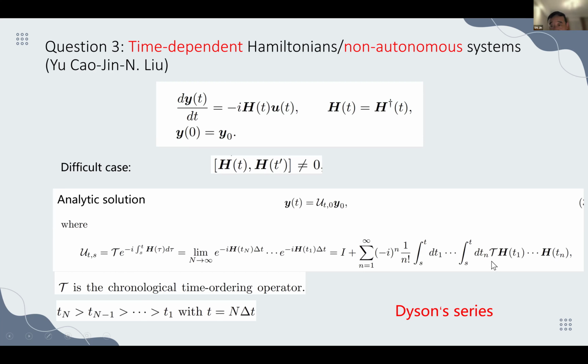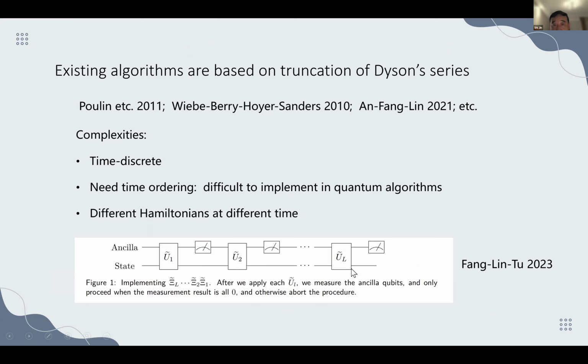These are Dyson theorems, and you have an infinite series, and numerically you have to truncate. So you need to use the Dyson series. It's very complicated, actually. This is the state-of-the-art algorithm for using the Dyson series, for example an algorithm by Lin in Berkeley, where they evolve for one time step, then you have to take a measurement.